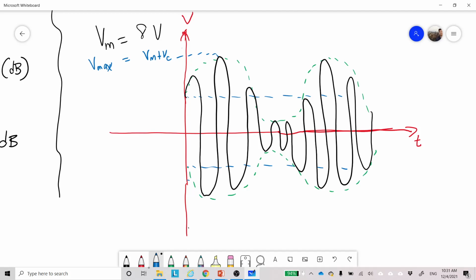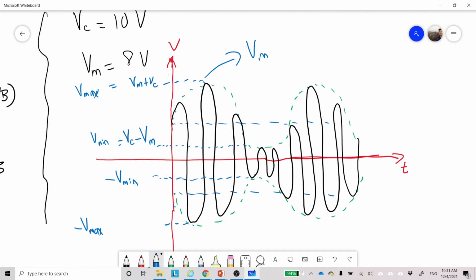And then over here is the Vmin, which is equal to VC minus VM. VC sini VC minus VM. And then here is minus Vmax, and then here is minus Vmin. So Vmax over here, this Vmax is equal to Vm plus Vc.